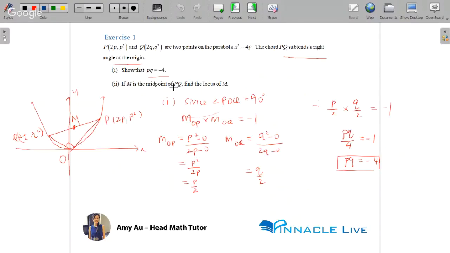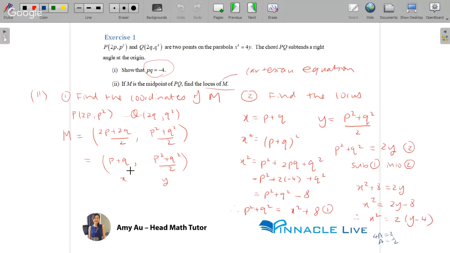The second part, to find the midpoint. So the midpoint of PQ, you apply the midpoint formula first. And then to find the locus, x is equal to p plus q over 2, y is equal to that. The key point to linking them together is to square the x coordinate, substitute the fact that pq is -4 back in there, and then sub them into one another, and you'll be able to link it together. And you see the final expression here.